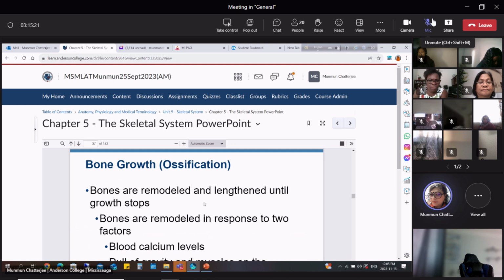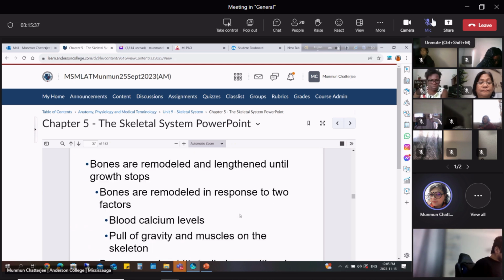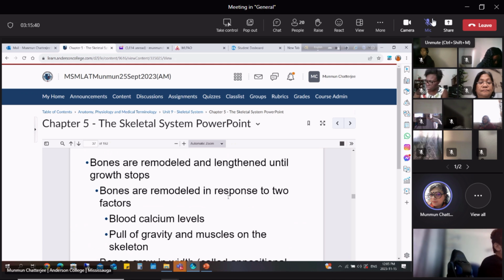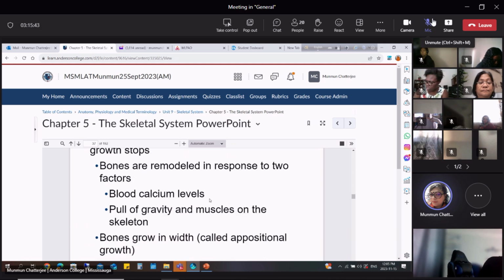Bones are remodeled and lengthened until growth stops. Obviously, the bone is growing until we reach adulthood, when we don't need any bone growth. So bones are remodeled in response to two factors. It's not only in kids, it's for everyone. We need blood calcium levels, and the pull of gravity and muscles on the skeleton, because the bone needs the pull, otherwise it gets shorter. When there is a need, the muscles are growing, then the bone needs to be stretched, and the bone is growing.